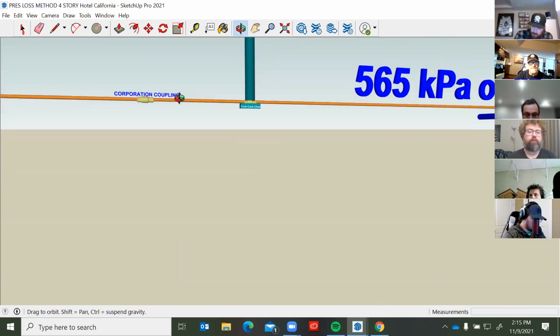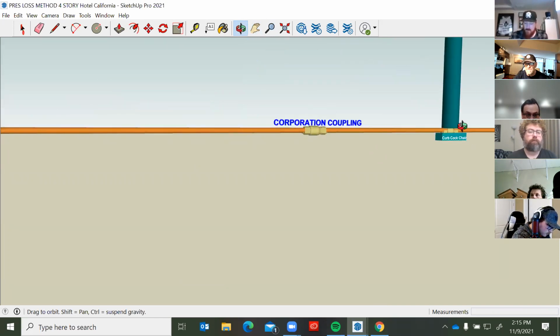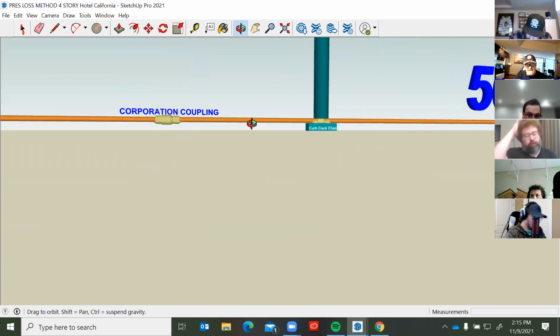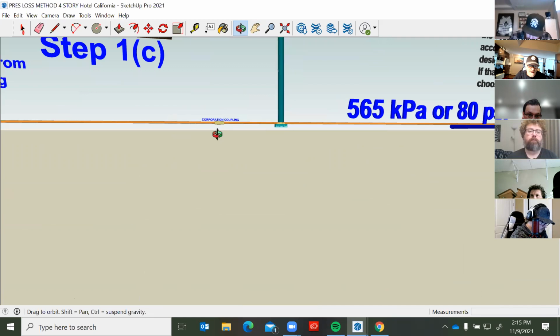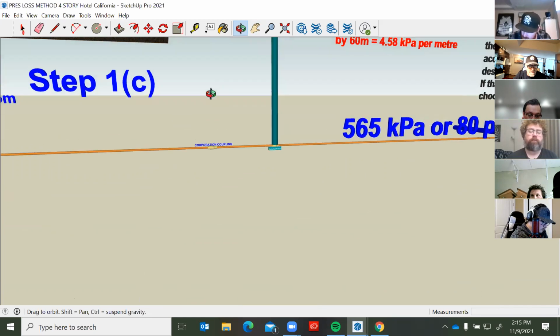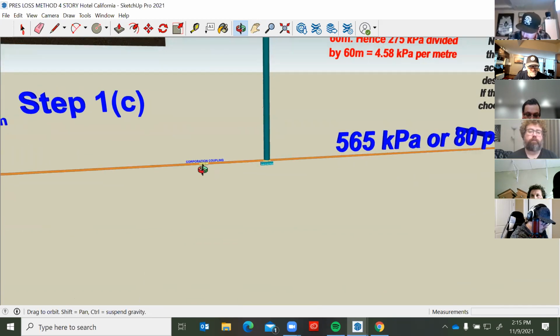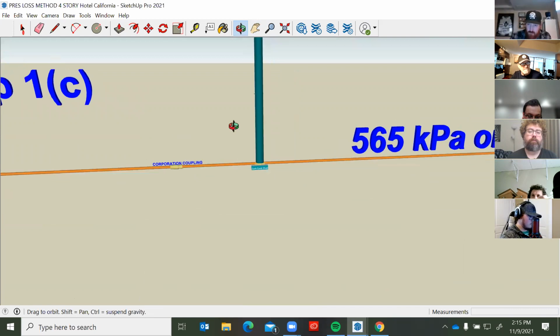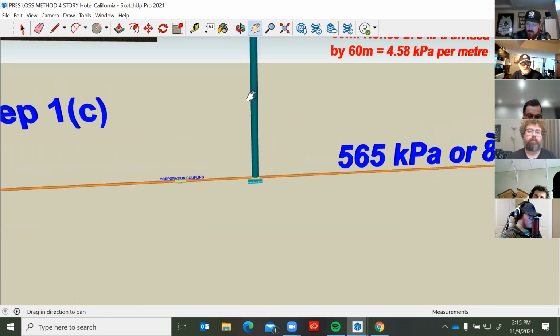And then we have a coupling. Now, in my animation, I failed to put the loop in it again because I was too lazy, but here's your corporation coupling. This would be the city tailpiece. Quite often the city tailpiece is actually 9 foot long, and they throw it right onto your property. So in case that leaks later, it's your baby. It's not theirs. So they make quite sure they put it on private property. Now this is 2 inch.